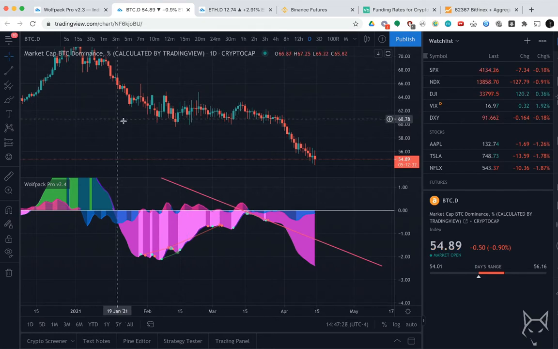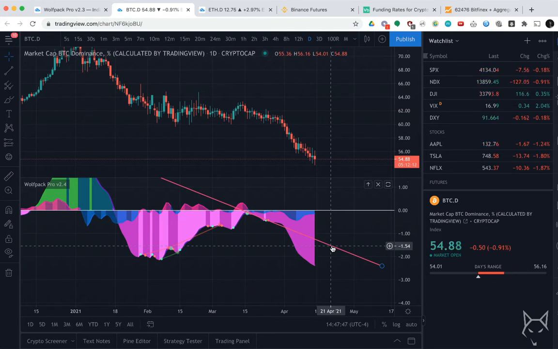Now, the interesting thing that you may not know about is this trend line here. You can actually send an alert for when Wolfpack crosses over it, so you can know when it's time to start putting money back into Bitcoin and start pulling your funds out of altcoins, because you might not get the alert on the news that altcoin season is over, but if you're following this method, you're going to be alerted.